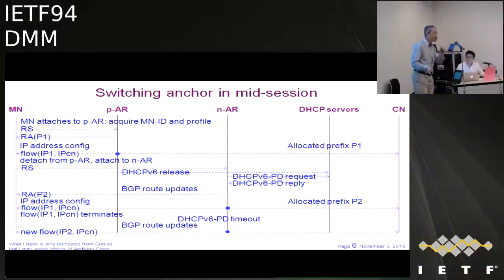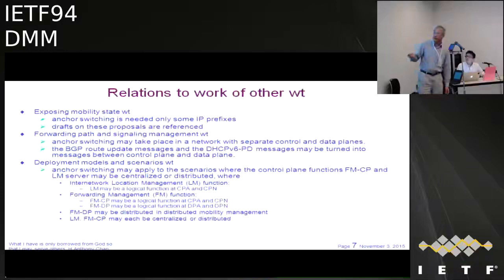And let me finish it to make sure I have the time to finish, and then we'll come back to the question. The last slide is on the relation to the other working groups. Because the node has to know whether it needs to do session continuity or not, the network needs to know about it. So it deals with the other working group on exposing the mobility state, and there are different proposals. And the draft is referring to them when you are using those.